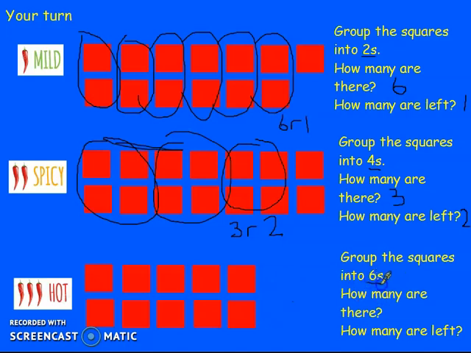And the last one we're grouping into 6. So let's get our 6. There's 1. Can I make another group of 6? No, I've only got 4 left over. So it'll be 1 group of 6 with 4 left over. So it will be 1, remainder 4. Well done everybody. It's a little bit confusing, but it's only how many is left over. So remember, remaining means left over. So how many are left that can't go in a group?